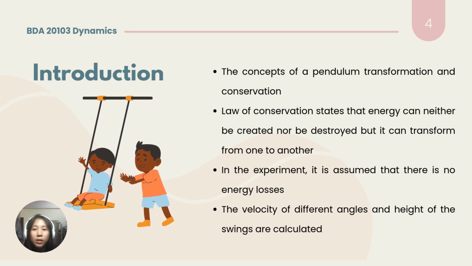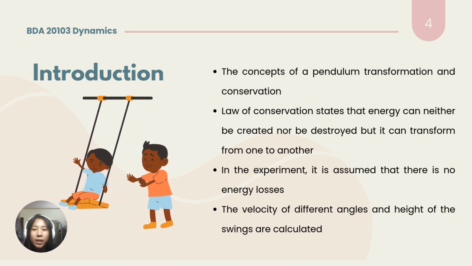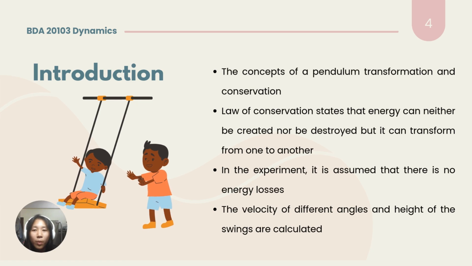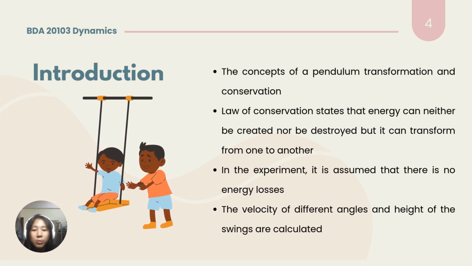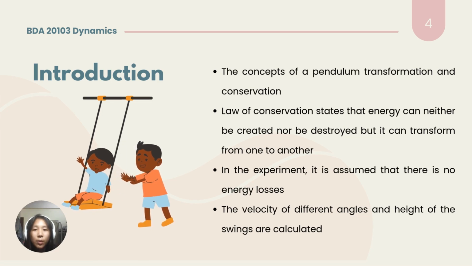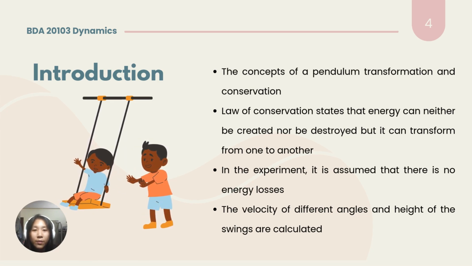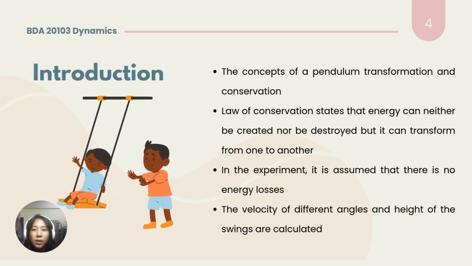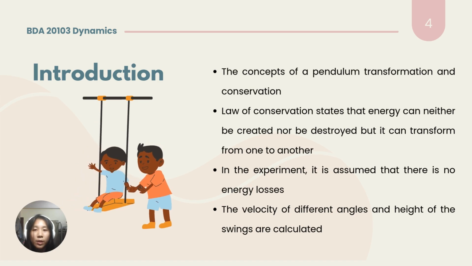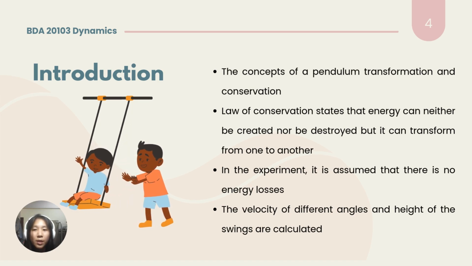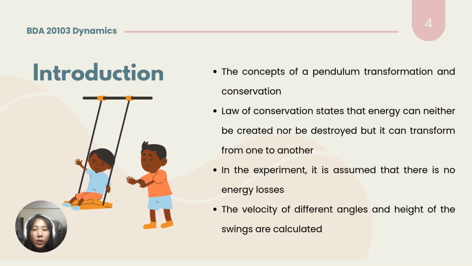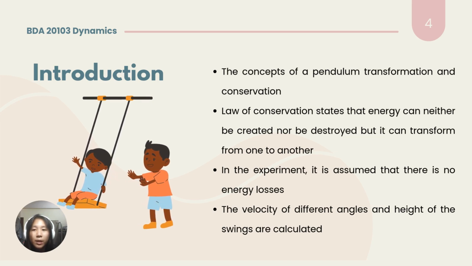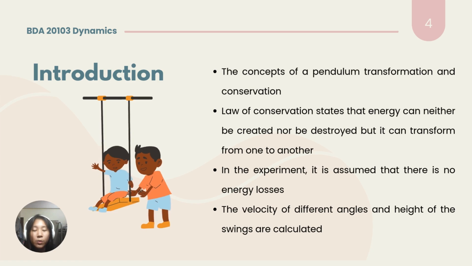We know that the law of conservation states that energy cannot be created or destroyed, but it can transform from one form to another. So in the experiment, we assume that there are no energy losses due to non-conservative forces like air resistance or friction. After that, we calculate the velocity at different angles using the conservation of energy formula and the height of the swing. The experiment variables will be the height of the swing and also the weight.